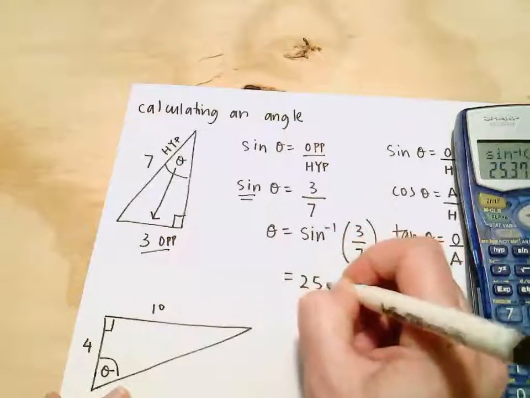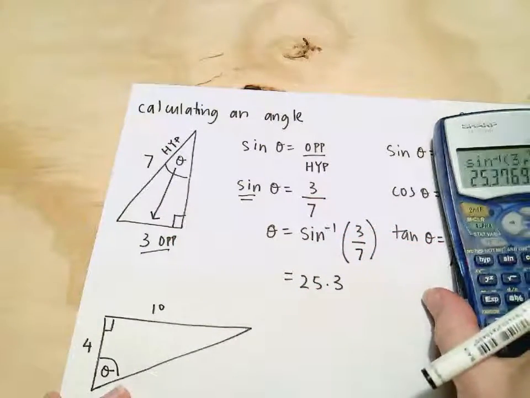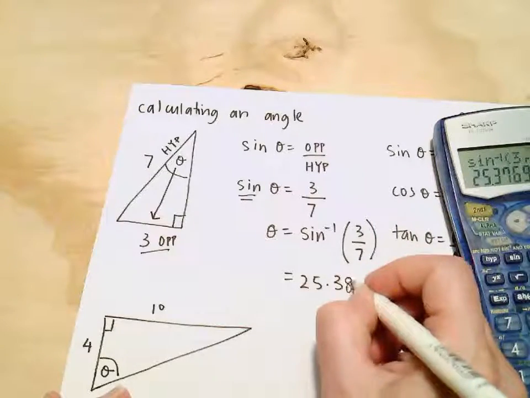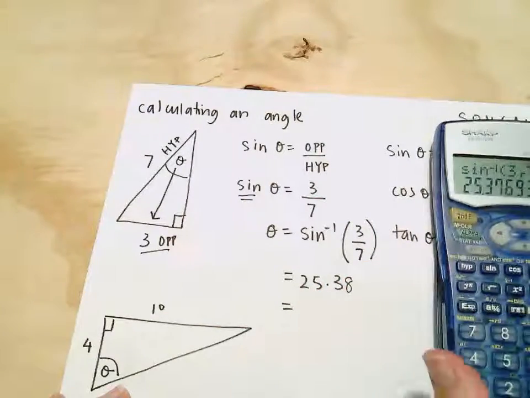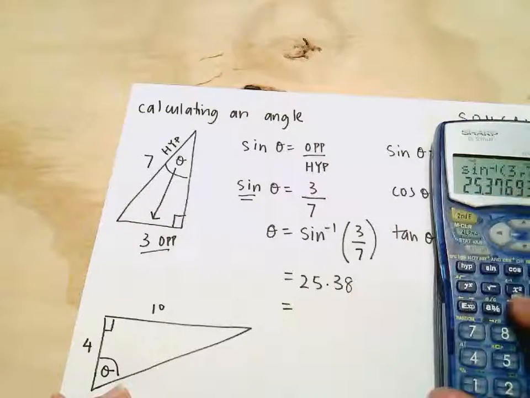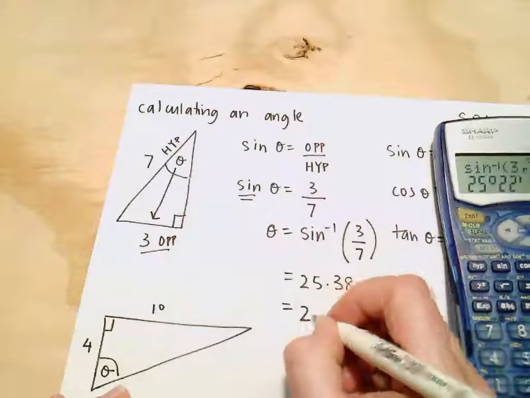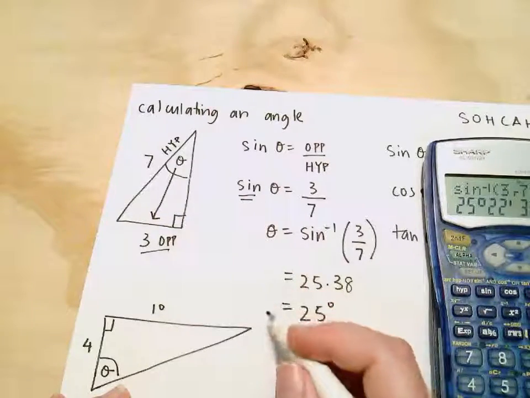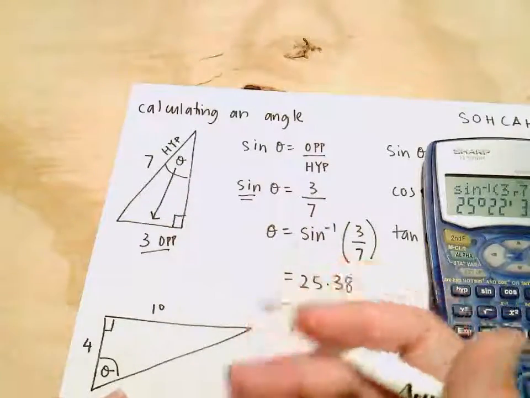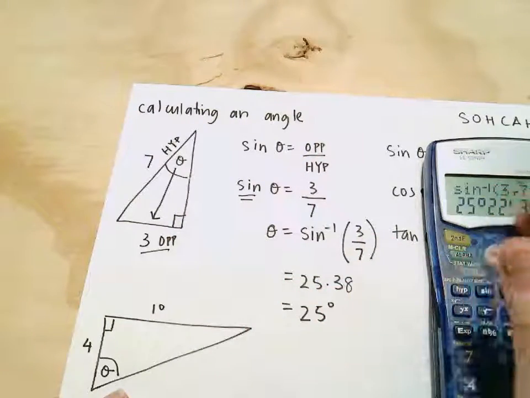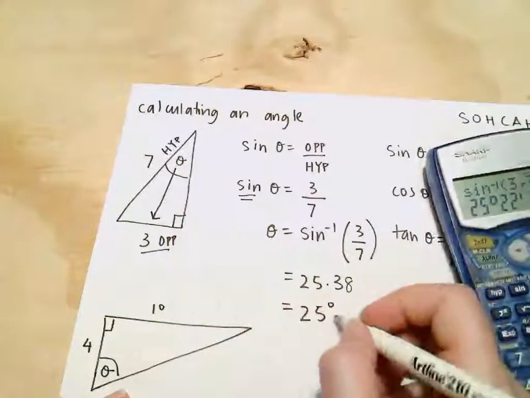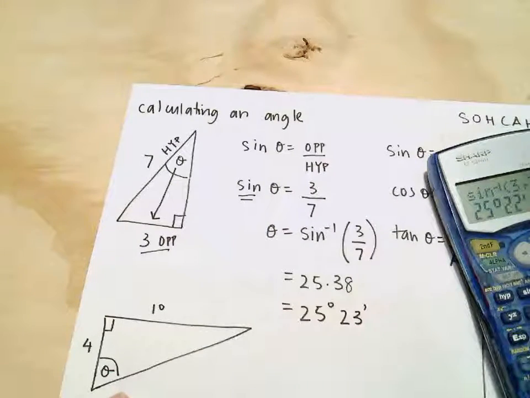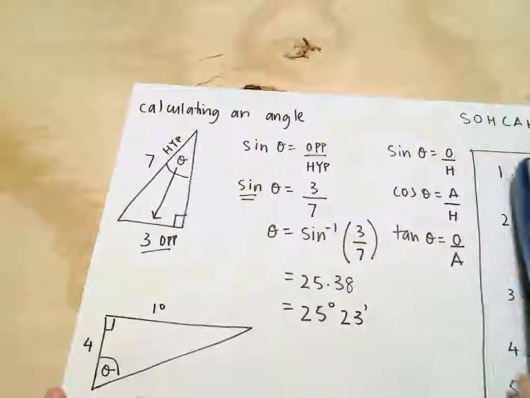So just again, as the decimal, this was 25.376, which is going to round up to 38. But oftentimes I'm asked to give my answer in degrees, minutes, and seconds. So I press second function, degrees, minutes, seconds, and this is 25 degrees, 22 minutes, and because it's 36 seconds, there's 60 seconds in a minute, it's going to round up because it's closer to the next minute. So this is 25 degrees and 23 minutes.